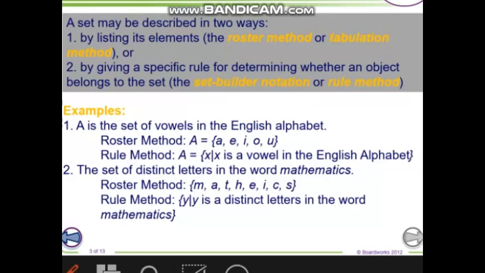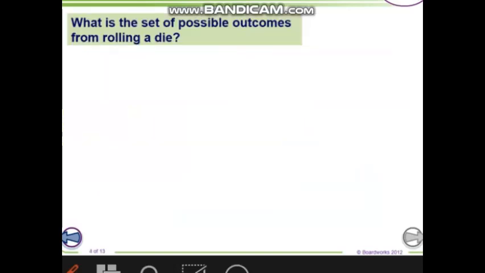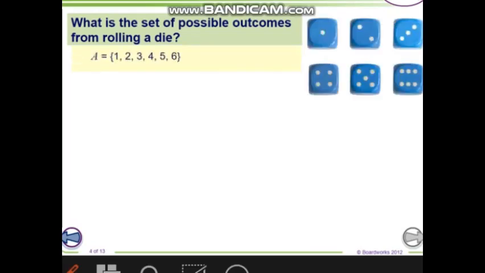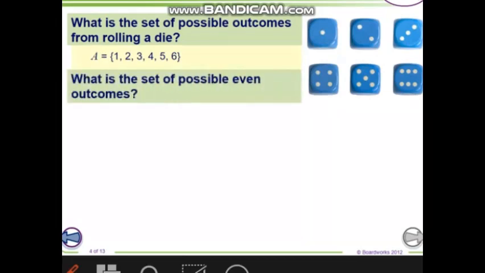Okay. Now, I have a question. What is the set of possible outcomes from rolling a die? So, it's possible that you have 1, 2, 3, 4, 5, or 6 dots, correct? Now, what is the set of possible even outcomes? So for even, we have 2, 4, and 6.